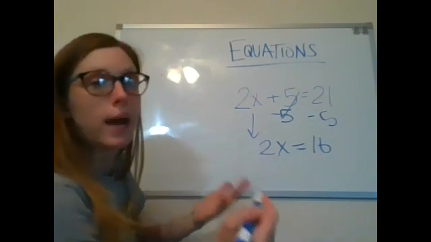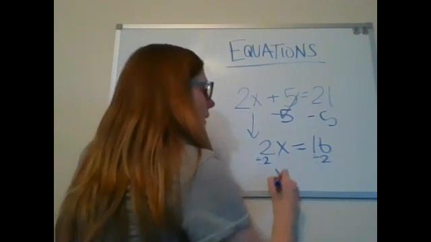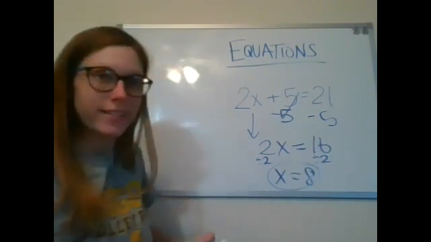Now we're back to a one-step equation. It's multiplication. The opposite of that is division. So if we divide each side by 2, we will get x equals 16 divided by 2 is 8.